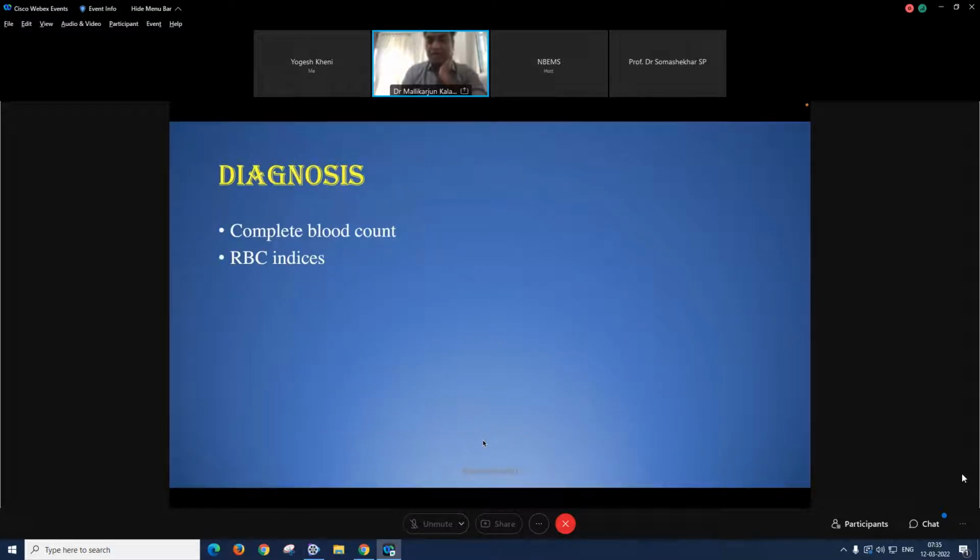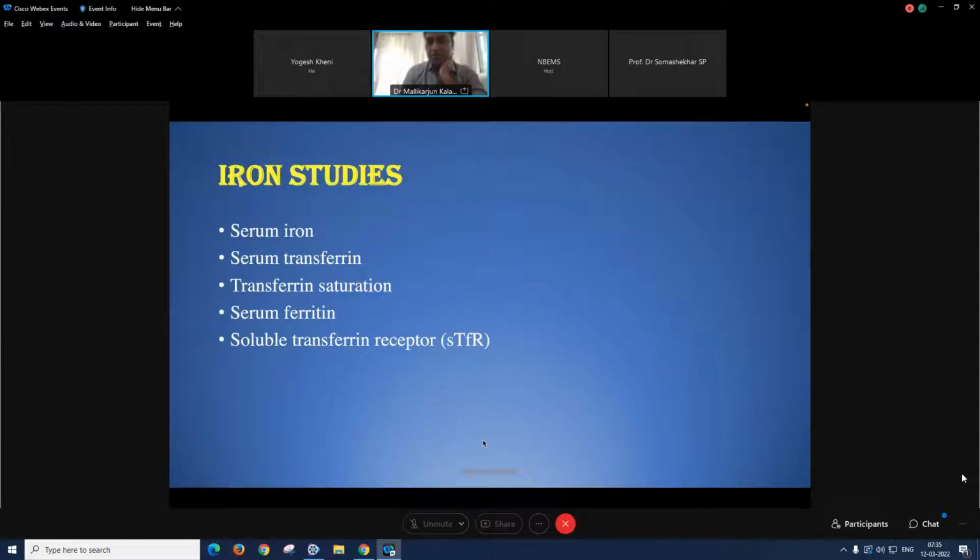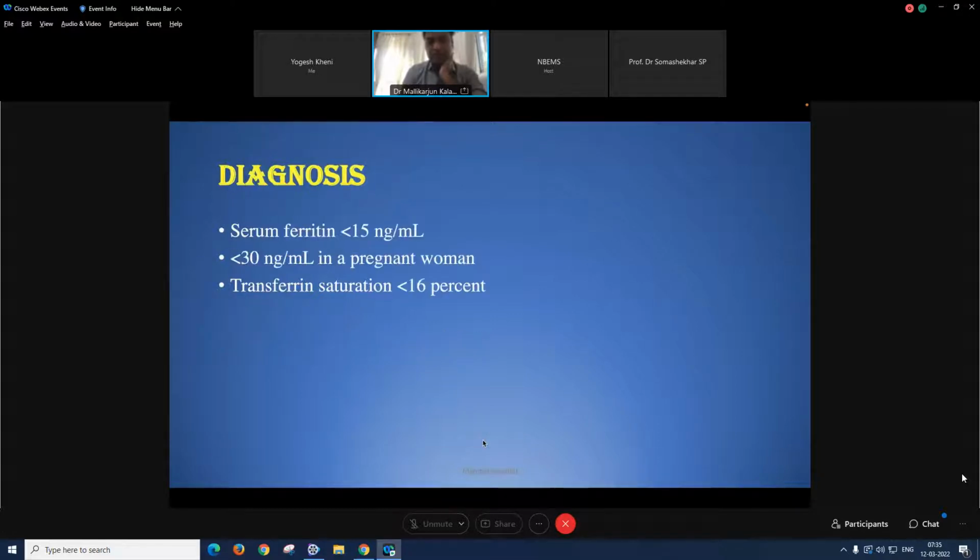Diagnosing it is extremely simple, and all we have to do is pay attention to the common tests that we do. I'm sure most of our patients have a complete blood count and red cell indices, and one needs to look at those more closely. In the peripheral smear, there is anisocytosis, poikilocytosis, microcytosis. One can look at the iron store simply by asking for serum iron, transferrin saturation, ferritin, and transferrin receptor. A ferritin less than 15 to 20 is indeed confirmatory of iron deficient stores.